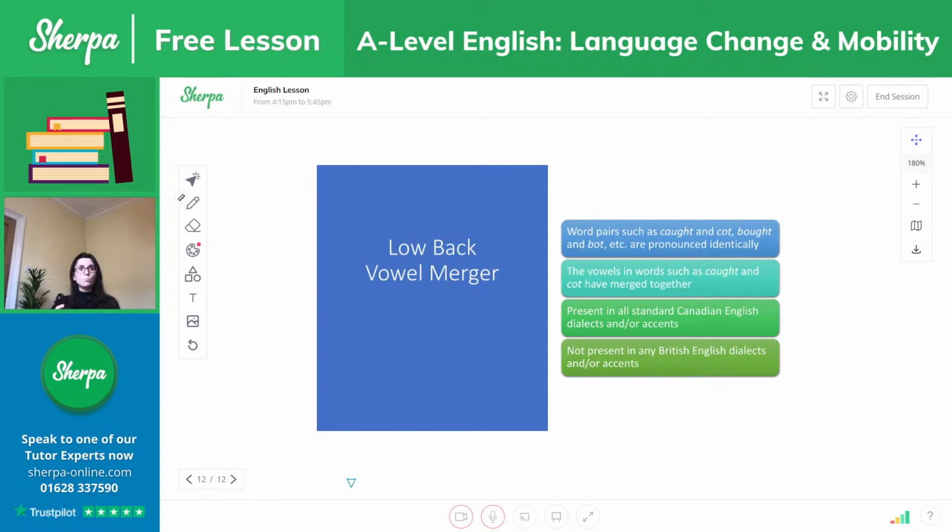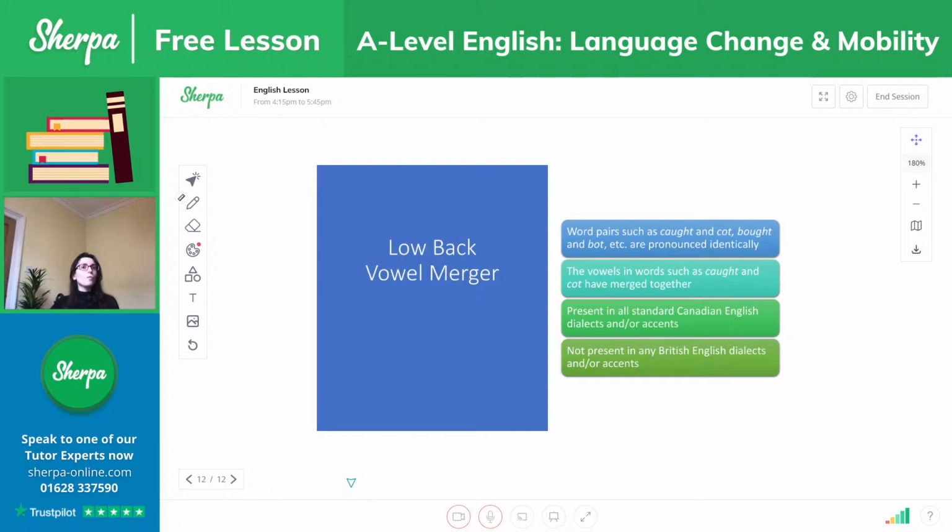If you said them the same, then you have what's called the low-back vowel merger, which I have, where words like caught, like the past tense of catch, and cot, like the little bed, or bought, like the past tense of buy, and bot, like a robot, are pronounced identically. If you said them differently, then you don't have this merger. And so this comes from those two vowels, which are historically separate, merging together in phonetic and phonological space.